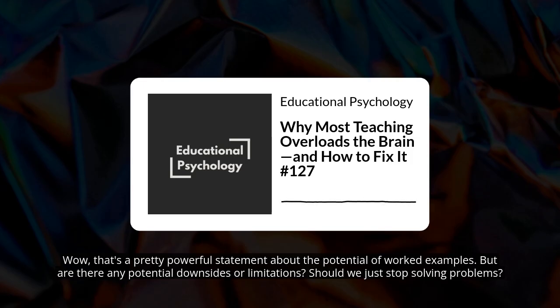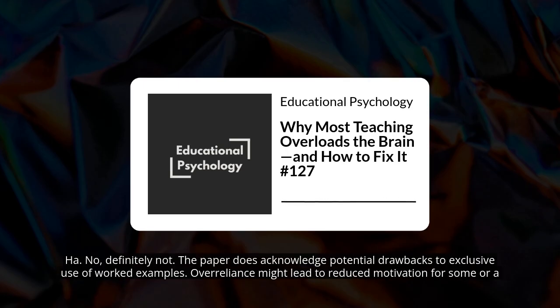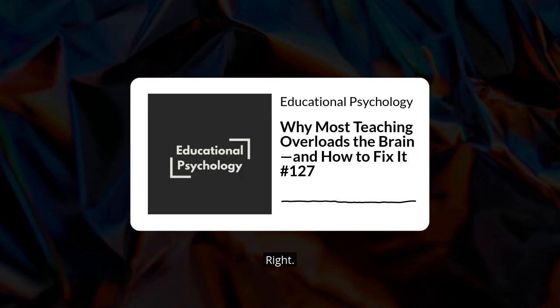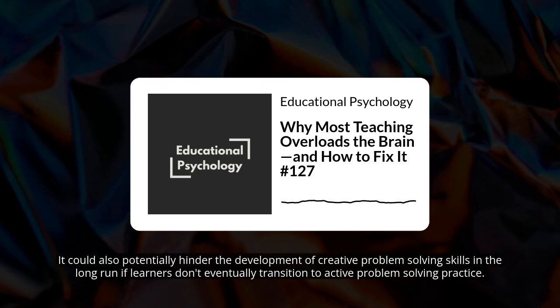But are there any potential downsides or limitations? Should we just stop solving problems? No, definitely not. The paper does acknowledge potential drawbacks to exclusive use of worked examples. Over-reliance might lead to reduced motivation for some or a more passive approach. Right. It could also potentially hinder the development of creative problem-solving skills in the long run if learners don't eventually transition to active problem-solving practice.